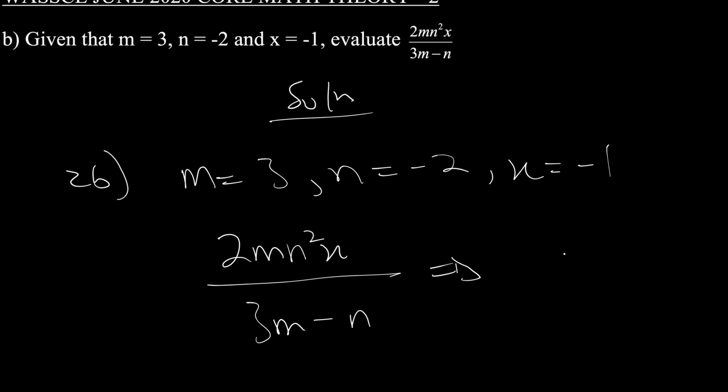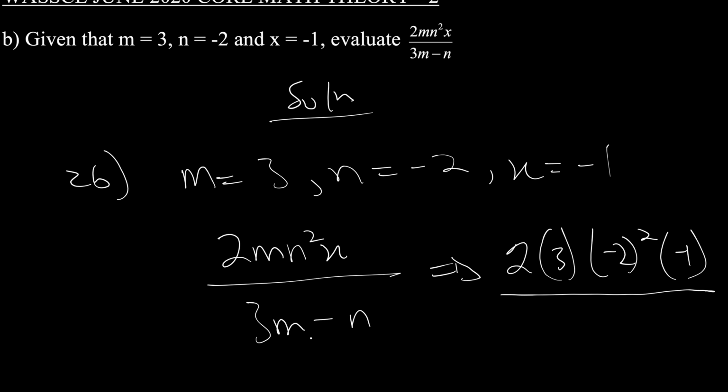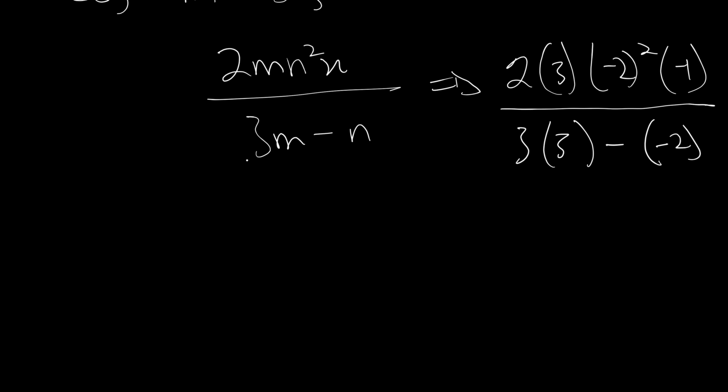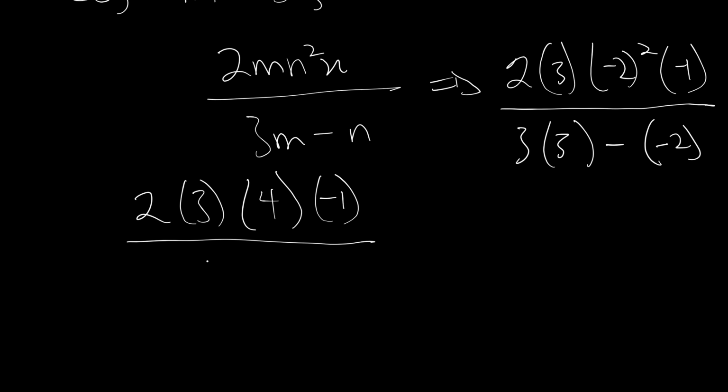Now this can be written as 2 multiplying m, which is 3, so 3, n squared, and n is -2, so -2 squared, and x is -1. All divided by 3m, so we have 3, and m is 3, so we have 3 minus our n, which is -2. So we have 2 multiplying 3, -2 squared is 4 times -1, all over 3 multiplying 3 is 9 minus -2.